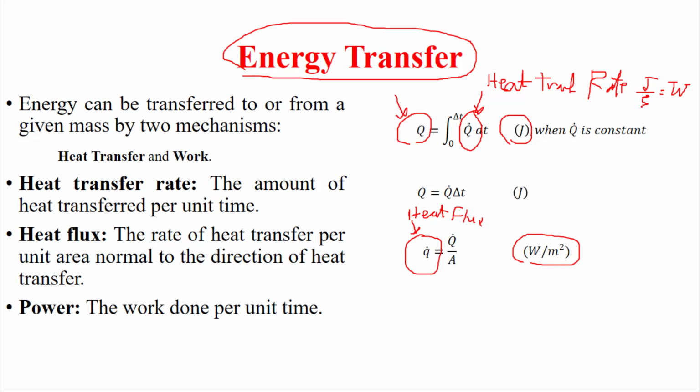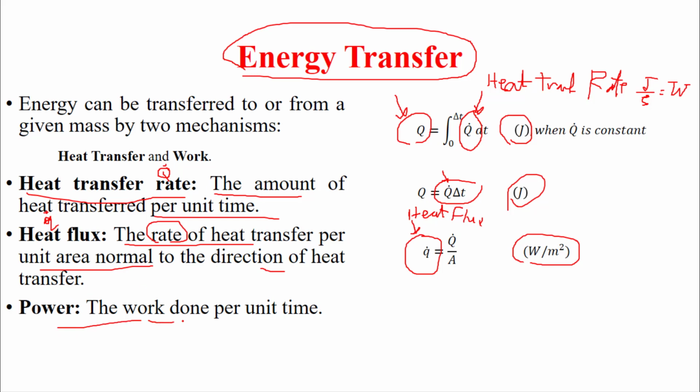Now, to convert from Q dot to Q, just multiply it by delta T, so second with second cancel out, and we go back to joule. If we need to convert it to heat flux, then we divide Q dot by area. So heat transfer rate, Q dot, is the amount of heat transfer per unit time. Heat flux, lowercase q with dot, is the rate of heat transfer in watt per meter squared, per unit area normal to the direction of heat transfer.